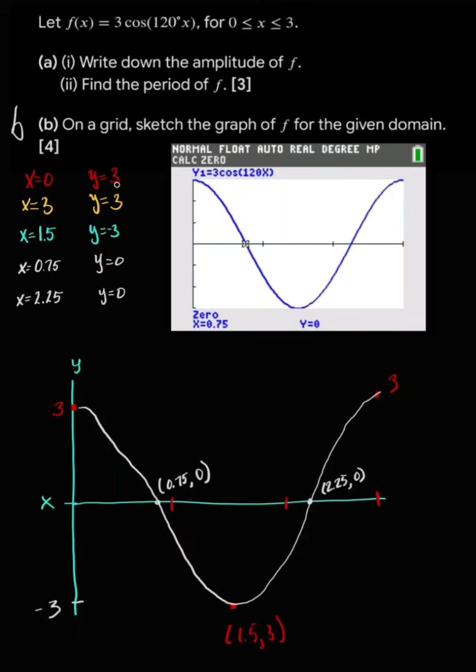These are my table. Now to sketch it, the important parts we need to include are the beginning, which is at 0. So when x is equal to 0, y is 3. We need to include when it crosses the x-axis, which is at 0.75. When it hits our minimum, which is at 1.5, and y is equal to negative 3. The second time it crosses the x-axis in our interval, which is at 2.25 and 0. And finally, at 3, y is 3 again.